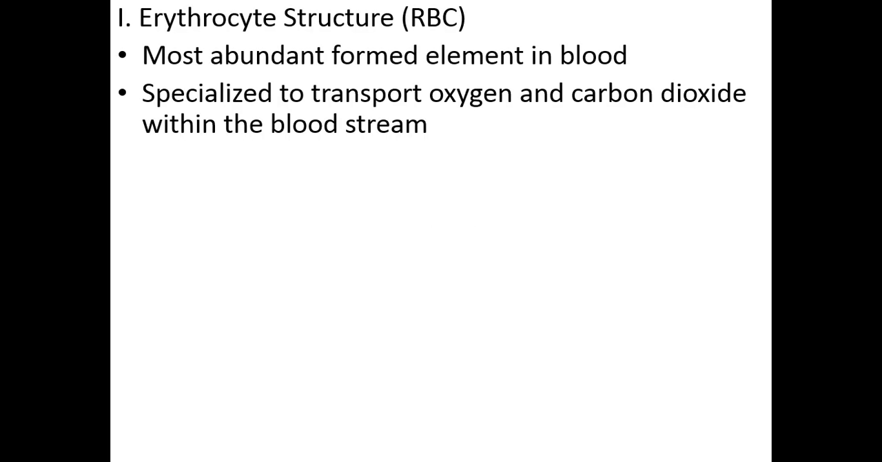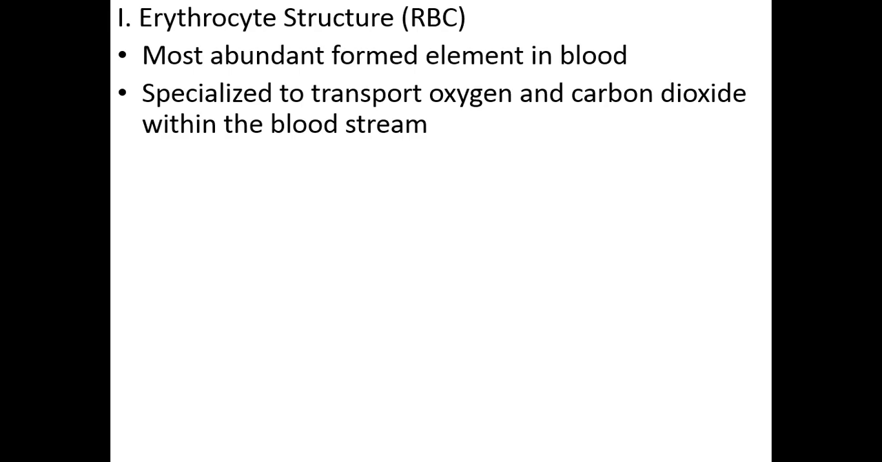In order to understand blood typing, you have to understand what the erythrocyte structure is composed of, or in not so fancy terms, red blood cells. You already know that red blood cells are the absolutely most abundant formed element in your blood. That's what gives your blood the red color, the fact that you have so many red blood cells in there. Red blood cells are specialized.